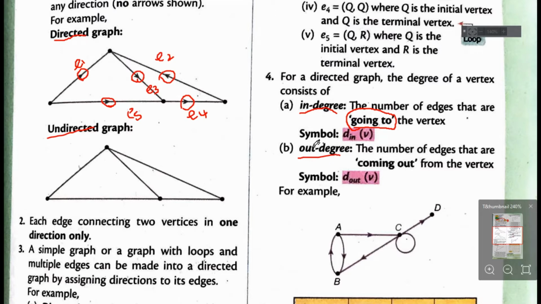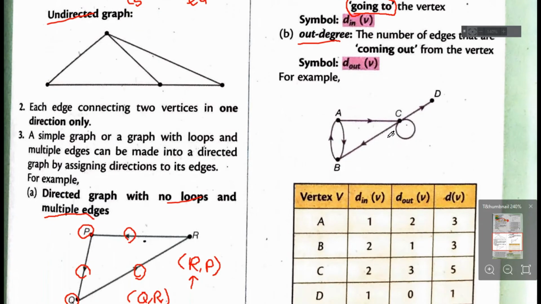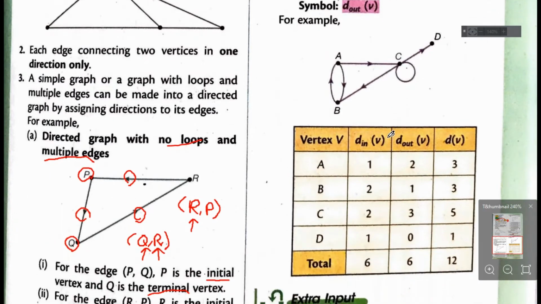Then out degree. Out degree is the number of edges that are coming out from the vertex. Keluar daripada vertex. So you have degree out vertex. Okay, for example, this graph. So we start from vertex A.